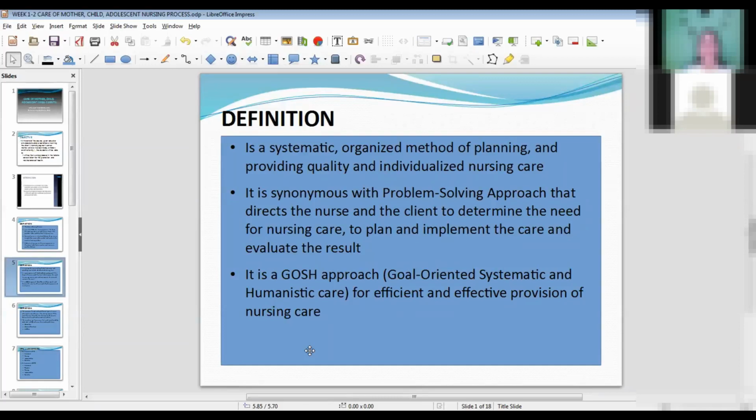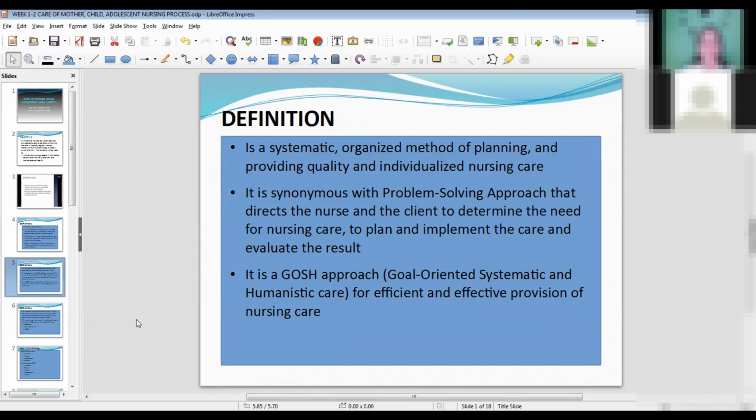Okay, another definition, it is a goal-oriented, systematic, and humanistic care for efficient and effective provision of nursing care. So remember itong goal-oriented. So we have to set our goal so that towards the end of our planned care for the patient, meron tayong reason to strive and to achieve the goal that we have set initially when we make or we plan for the care of our patient. So ito yung goal-oriented approach. So we have problem solving, we have the goal-oriented approach.